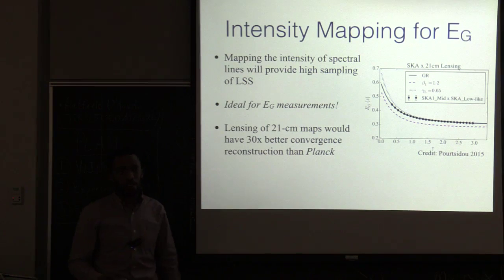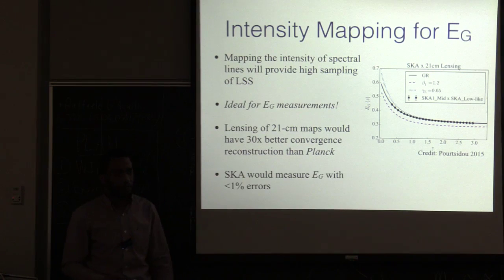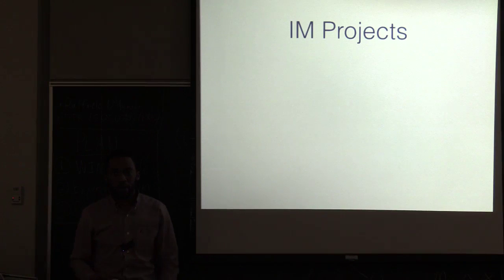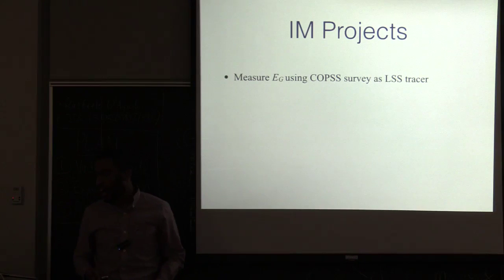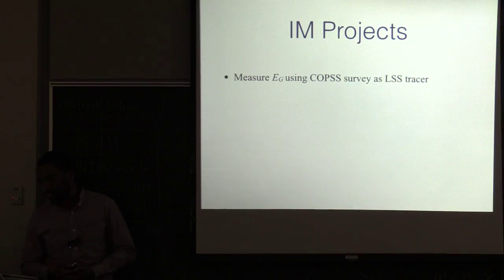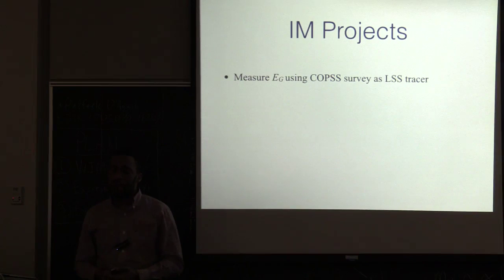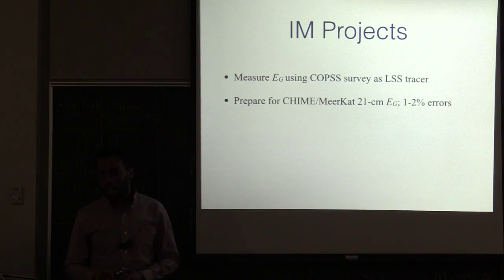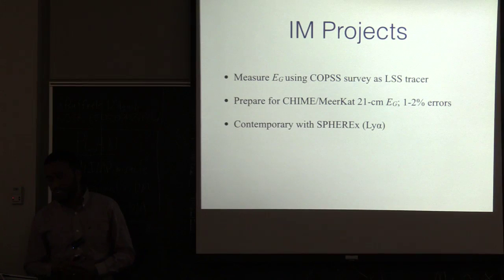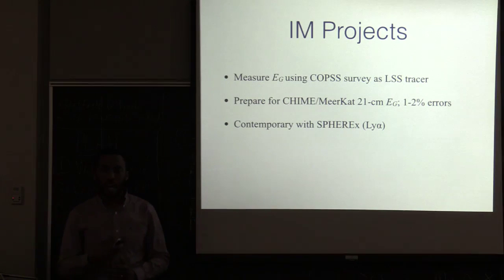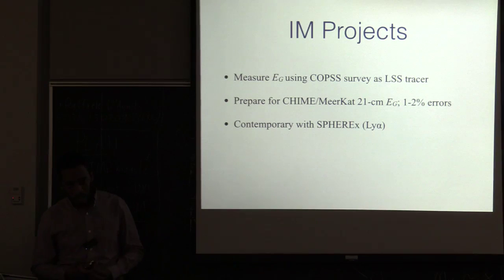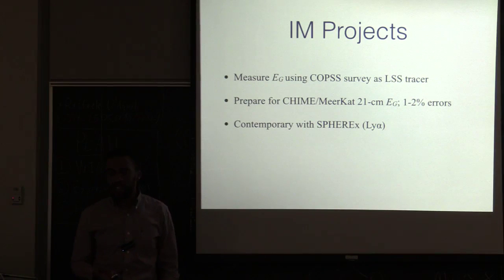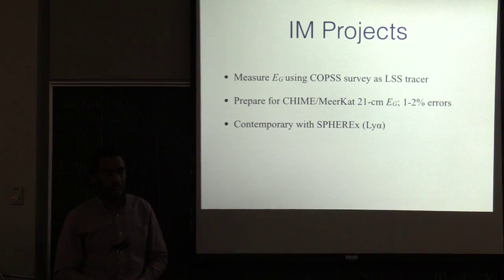And you would have even better probes on gravitational deviations from GR, and so this would be very exciting to perform. So as far as what projects I would want to do with intensity mapping, for one, measuring EG using upcoming surveys like COMAP now, but in particular probes like CHIME and SPHEREx would also be ideal for these types of measurements because you're having much larger areas. And so that should allow you to get percent level measurements if the systematics were able to be controlled for.